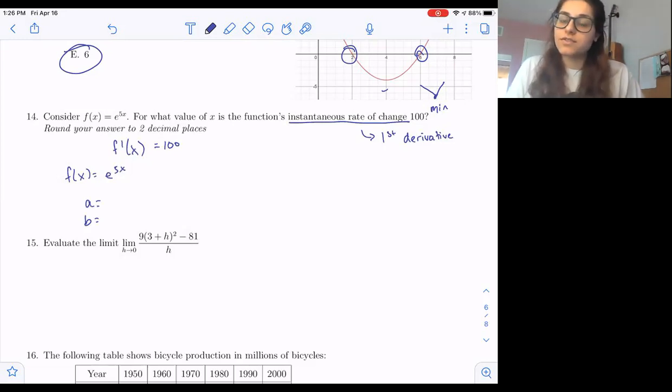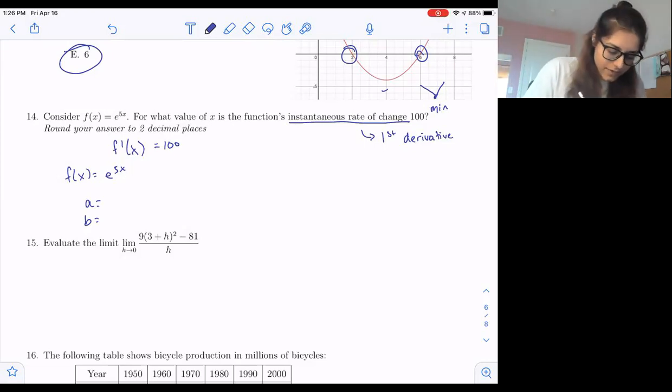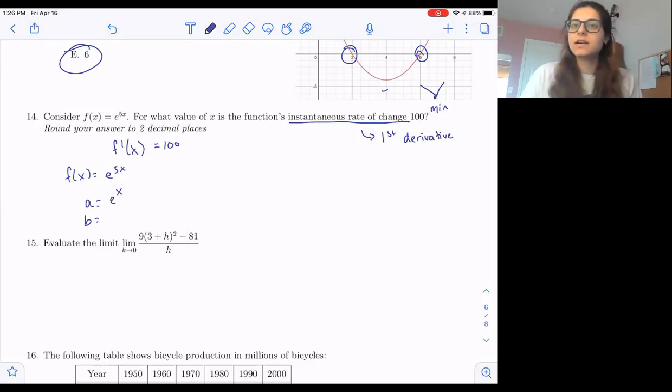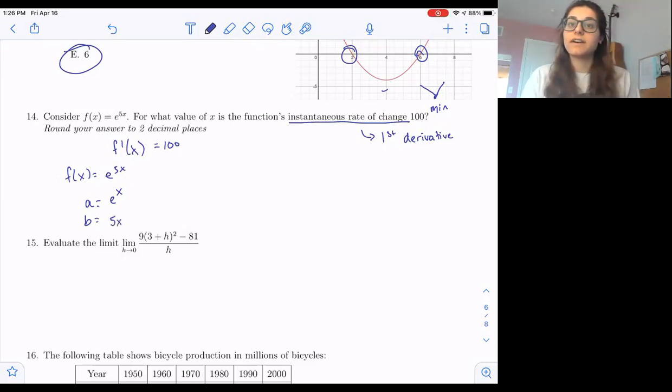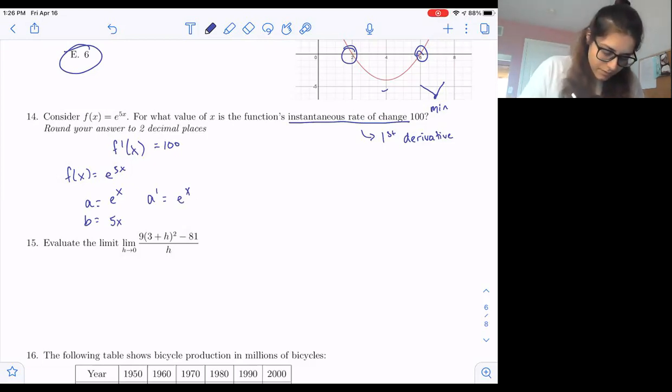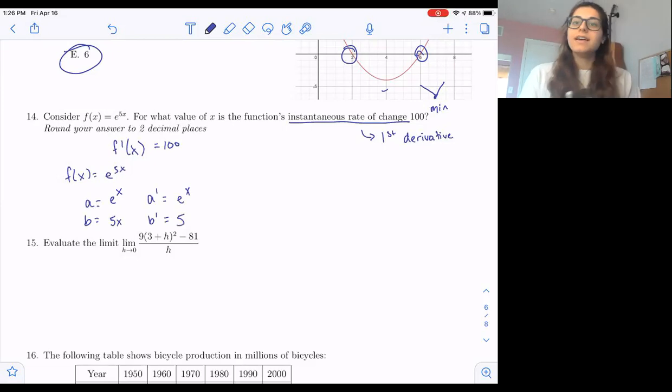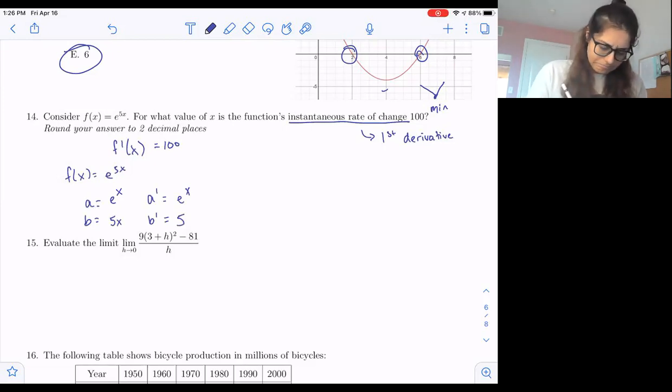The first function you choose is going to be the outside one. Remember chain rule, we have an outside and an inside. Our outside one is e to the power of x. What's inside that x is 5x. Then we want to find the derivative of both. So a prime equals e to the power of x. Derivative of e to the power of x is just e to the power of x. B prime is going to be 5. Then we use the chain rule, which was a prime of b times b prime.